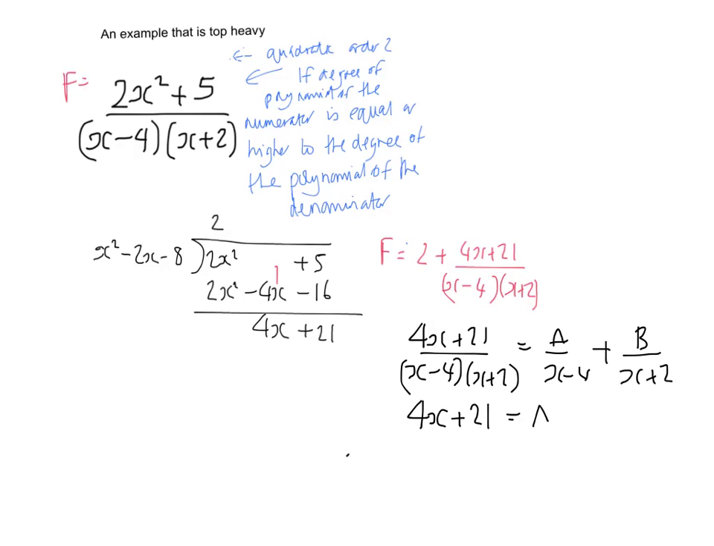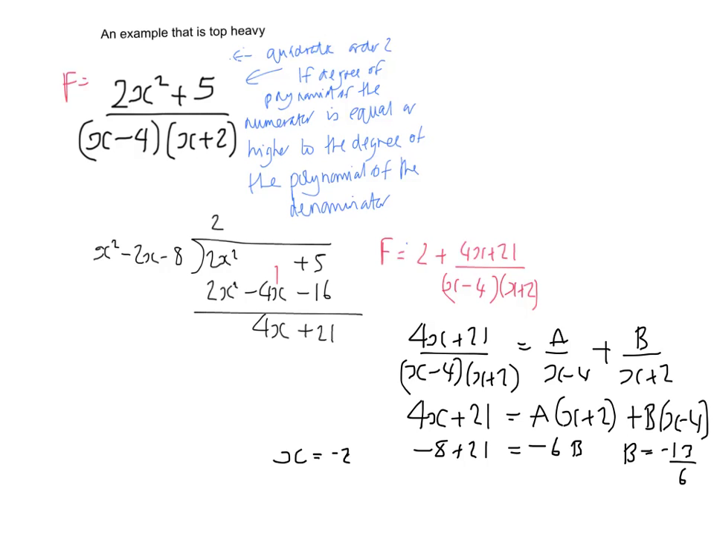I am going to miss out the line just because I'm running out of space. 4x plus 21 is a times (x plus 2) plus b times (x minus 4). I'm equating my numerators because it's a very simple one, and I'm allowed to do that. So if x equals minus 2, we've got minus 8 plus 21, which is minus 6 times b. It's not very nice numbers this time, so b is minus 13 over 6. And if x is 4, then we've got 16 plus 21 is 6a, so a is 37 over 6.